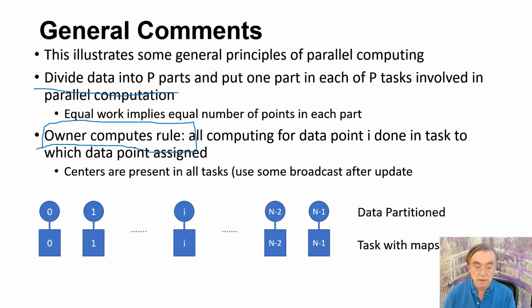It decides which center it's near and adds its contribution to the contribution to the center, which is going to be the overall mean for points summed over all processors. But the contribution from the points in processor P is done by processor P. Notice that this has to have the centers present in all tasks. We use some broadcasts after the update, or in MPI language we use allreduce, which is not just reduce.